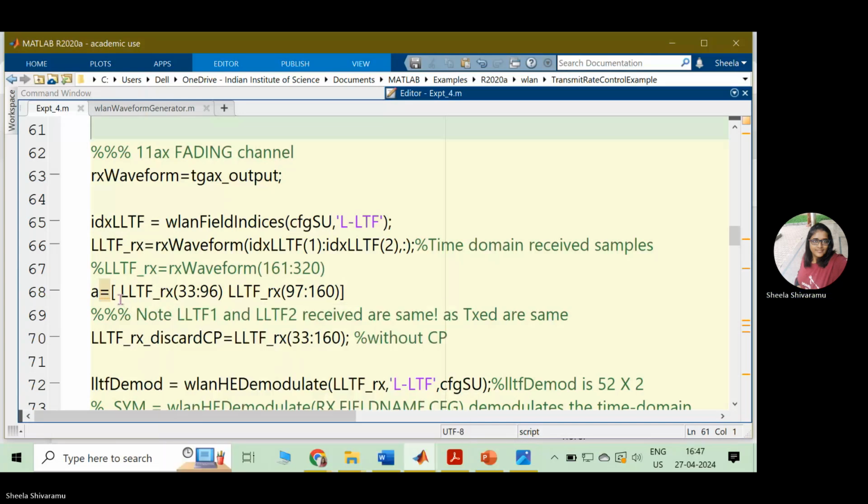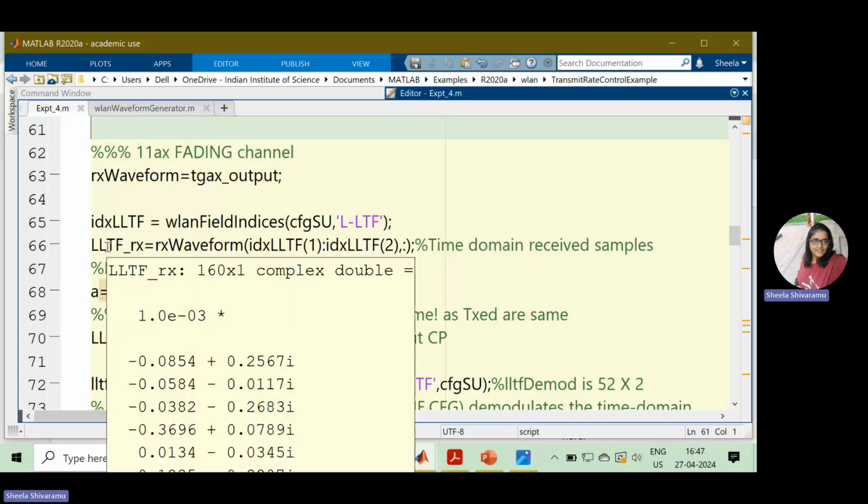So now, in the previous experiment we have seen that in the 160 samples of the LLTF.